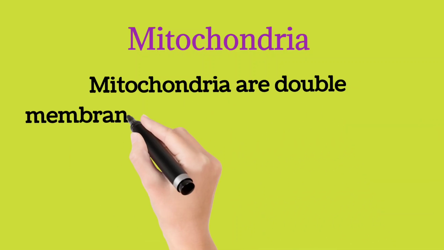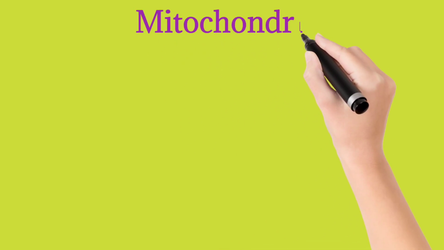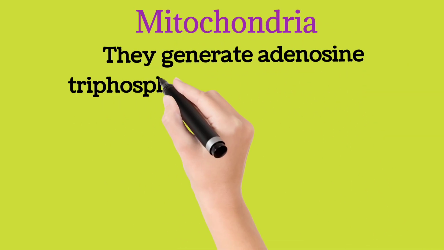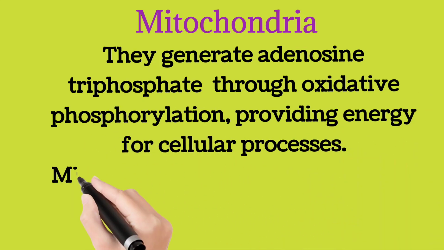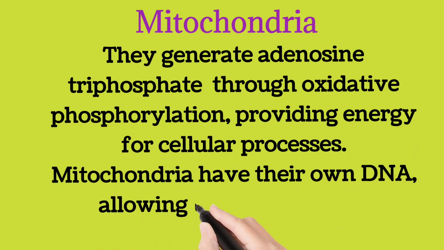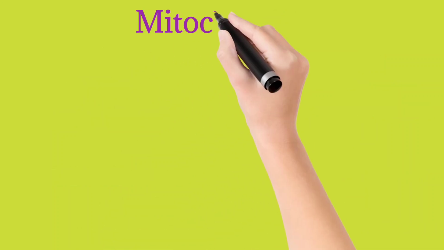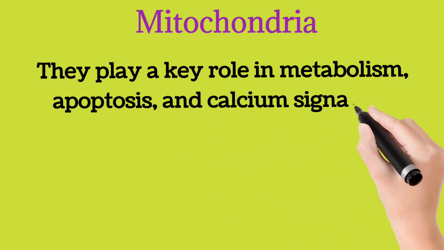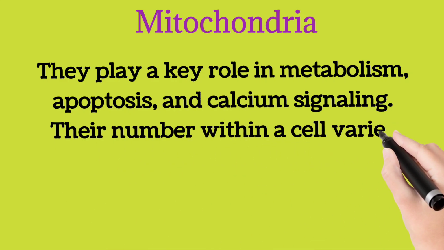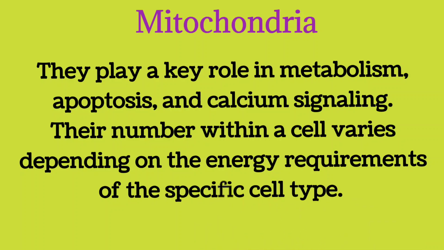Mitochondria. Mitochondria are double-membraned organelles known as the powerhouses of the cell. They generate adenosine triphosphate through oxidative phosphorylation, providing energy for cellular processes. Mitochondria have their own DNA, allowing them to replicate independently of the nucleus. They play a key role in metabolism, apoptosis, and calcium signaling. Their number within a cell varies depending on the energy requirements of the specific cell type.